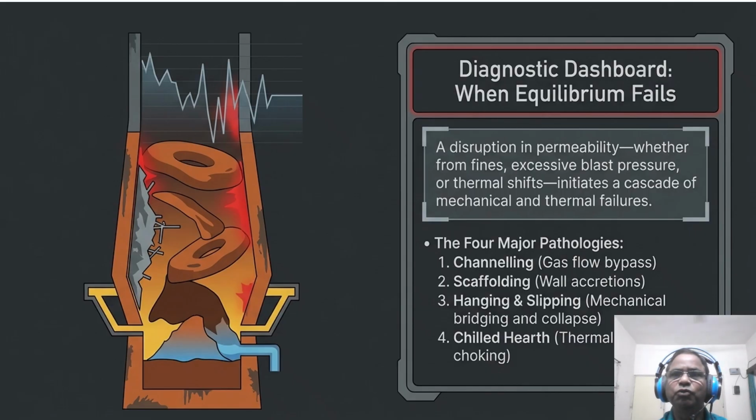So, coming to our four pathological pillars: one is channeling, the second is scaffolding, the third is hanging and slipping, and the fourth is hearth coldness, and finally, if timely action is not taken, it converts into a sort of chill, which is a really adverse word for any blast furnace operator. Now, recognizing this telemetry shift early is the difference between a minor adjustment and a major furnace outage. So, if we have timely action, then things go right.